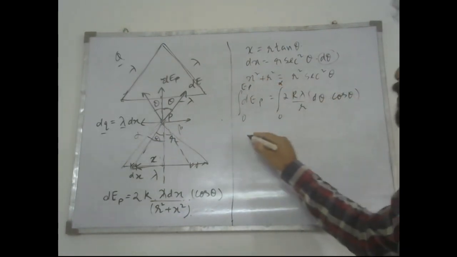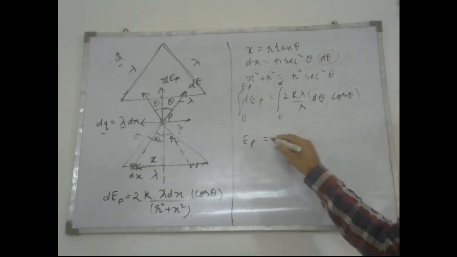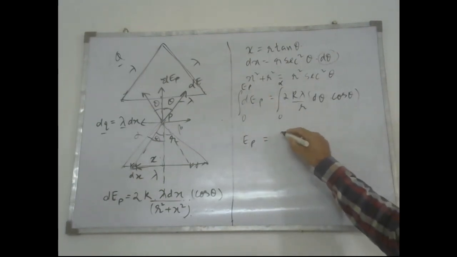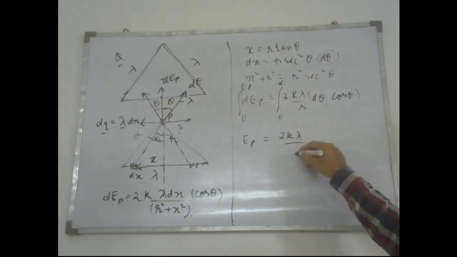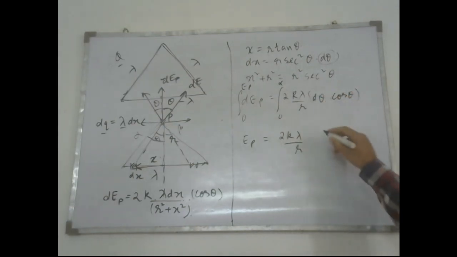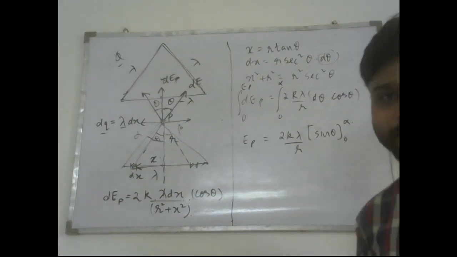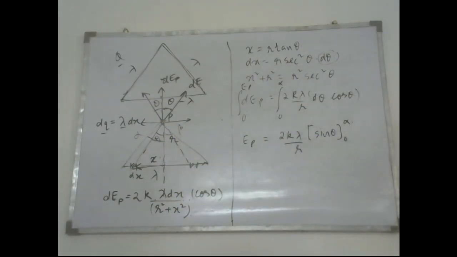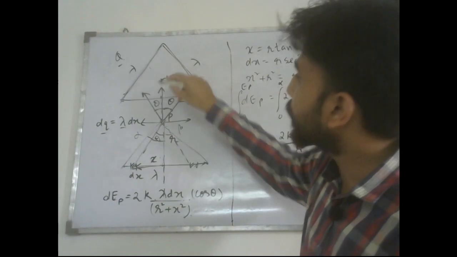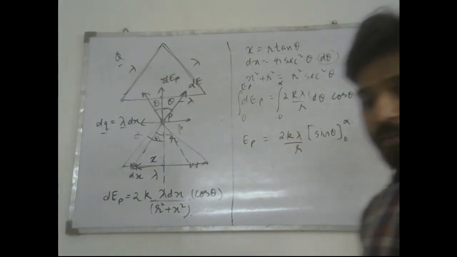So integrating this, we would get EP, from 0 to EP, 2k lambda by r, and integrating cos theta would give us sin theta, and the value goes from 0 to alpha. So this gives us the value 2k lambda by r times sin alpha. This is the electric field due to one particular rod at the centroid of the triangle.